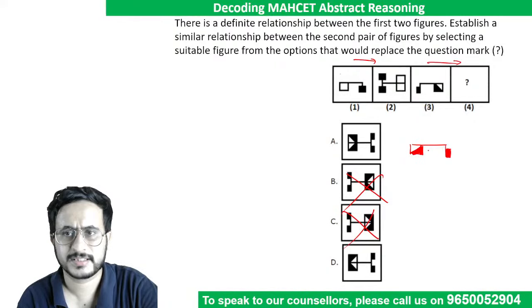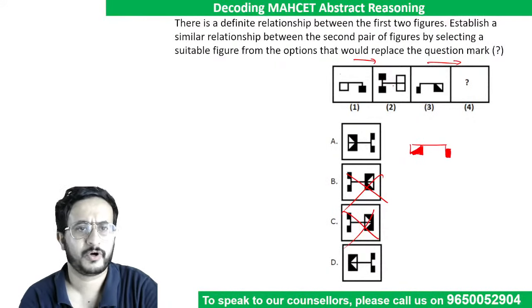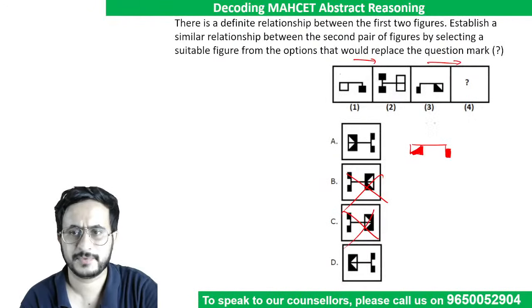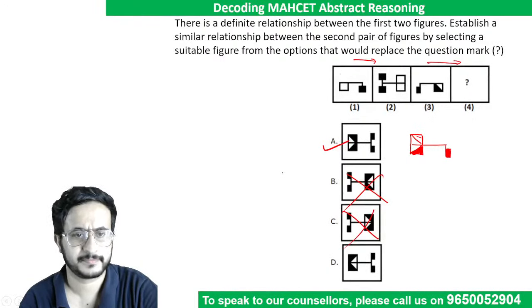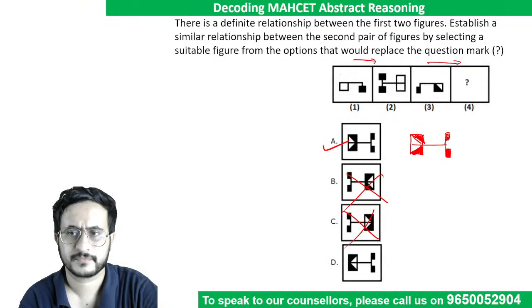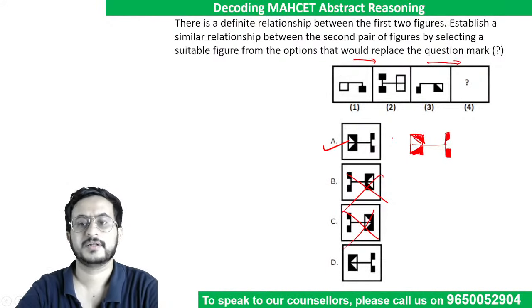Now this is this, and what happens to the top part? That is just the water image of the bottom part, right? So it will be just the water image of this part. So this will be like this. So the answer will be option A. Exactly the same on top of it.